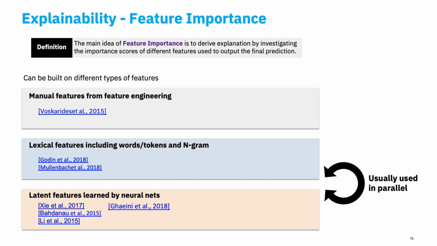From our literature review, we found that manual features, lexical features, and latent features are the main three types of features that people use to derive importance scores for. The majority of the work used deep learning to learn latent features, and they were usually combined with lexical features. For example, learning the hidden states of words or tokens of an input text, or learning embeddings of the words and tokens. A few representative works are listed here. We next describe two of them that use feature importance.